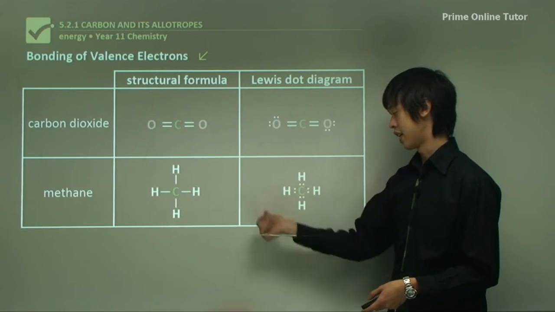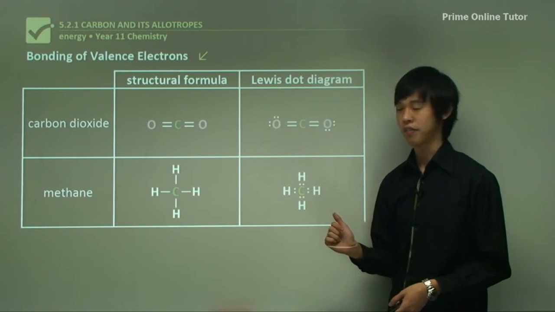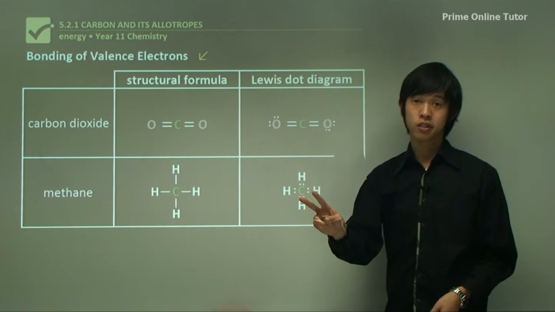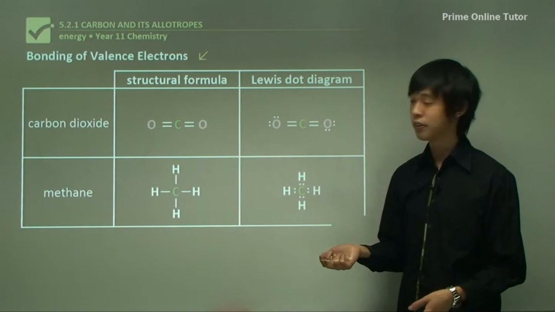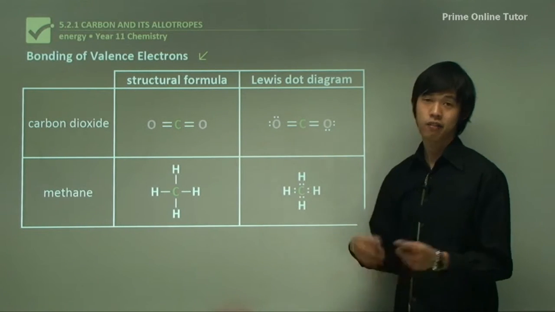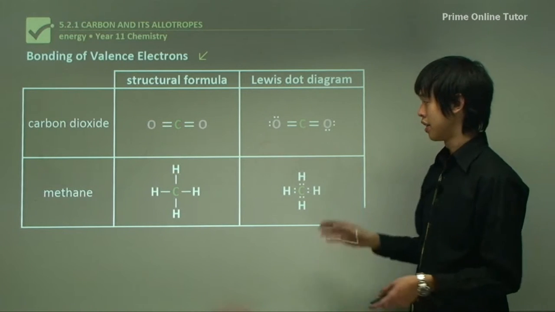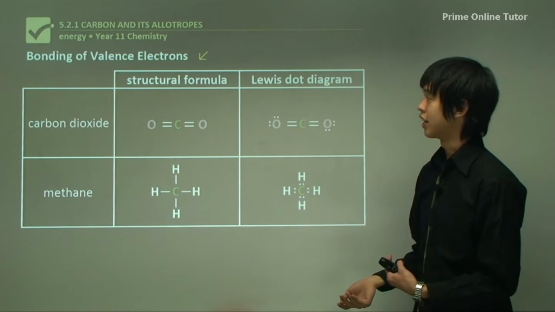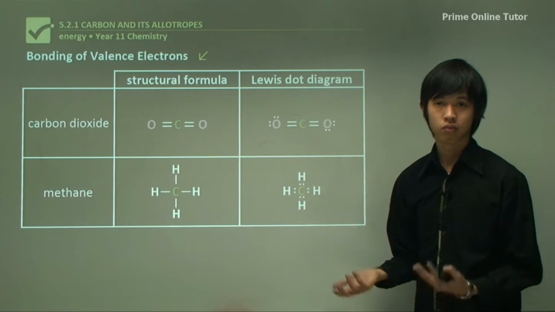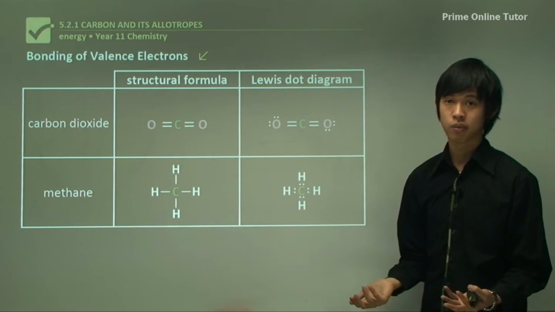And if we look at it again, if we ignore all of this, each hydrogen has 2 electrons, which means that its outermost shell is full. And if we look at just the carbon without all the H's, it has 8 around it as well. So this is how it generally bonds together to form lots of compounds that we can use.